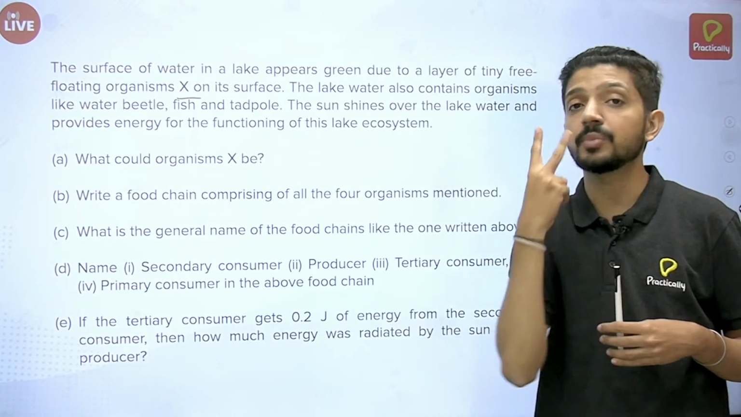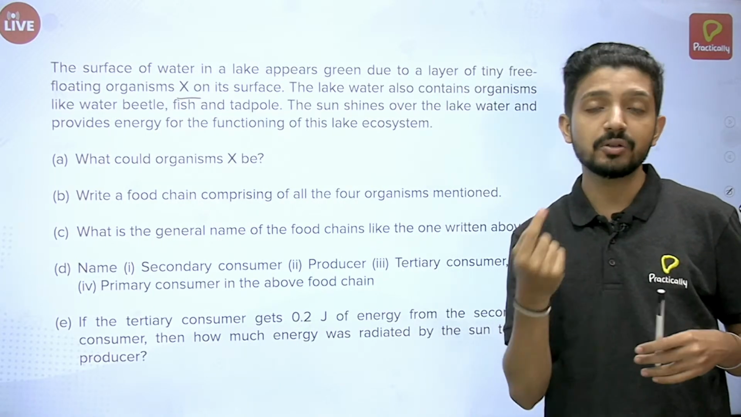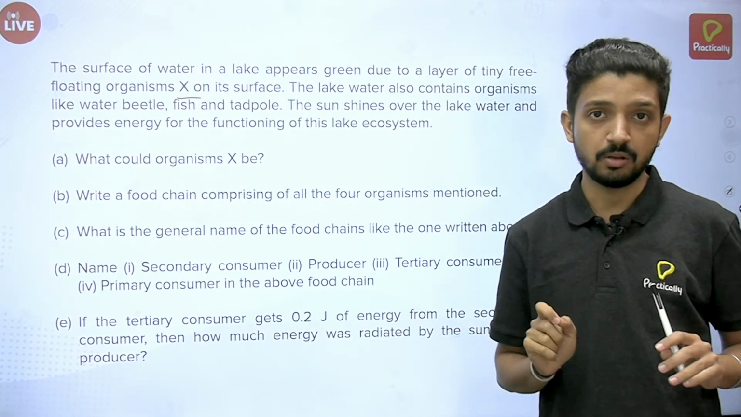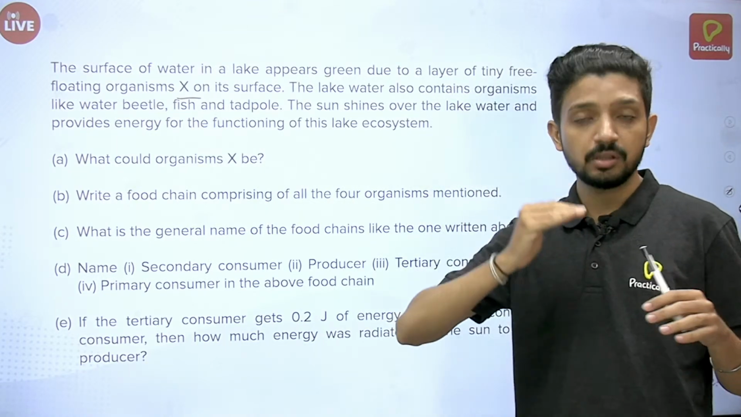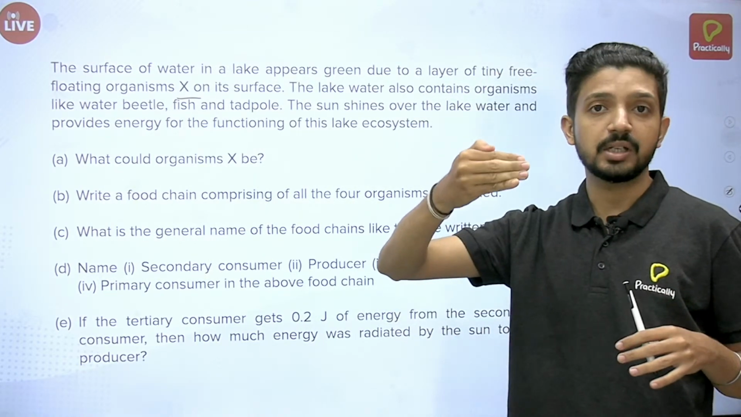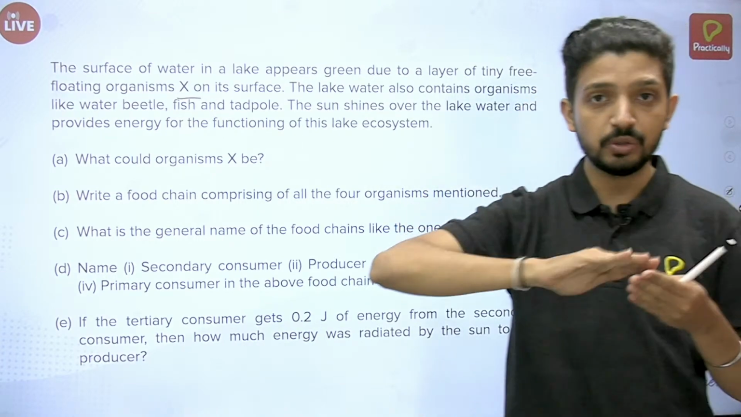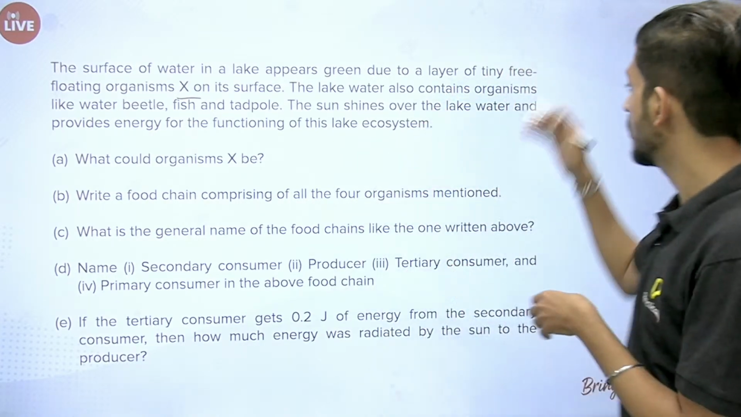You just need to remember 2 laws over here. One of them is called the 10% law. As per that law, 10% of the energy is passed on from one trophic level to another trophic level, like from producers to primary consumers. So let's draw the sequence.